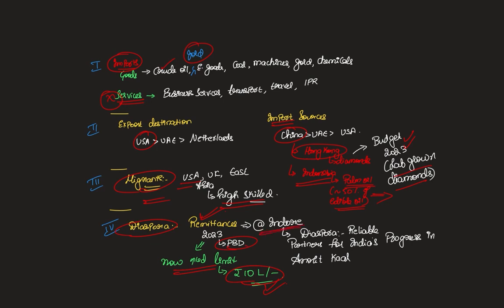So this year's theme focused on how the diaspora can be important for India's progress in Amrit Kaal.